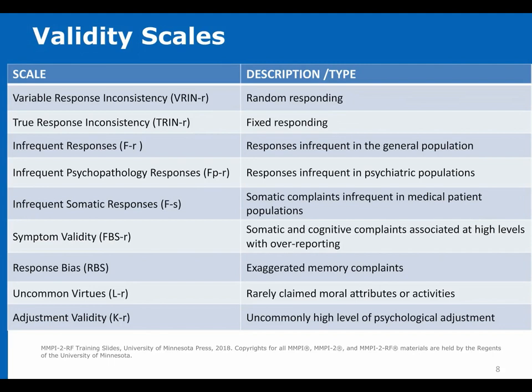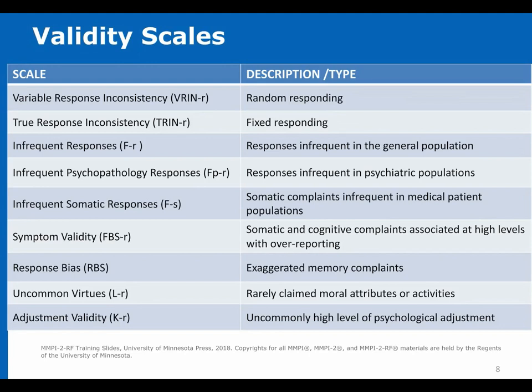TRIN, on the other hand, is designed to assess fixed responding. And here too, TRIN is comprised of a series of item pairs, but in the case of TRIN, the item pairs have opposite content. So a hypothetical example of a TRIN item pair would be something like, I am sad and I am happy. If someone answers true to both of those or false to both of those, then they provide an inconsistent response. But here it's an inconsistency that illustrates fixed responding, either fixed true or fixed false, invalid responding.